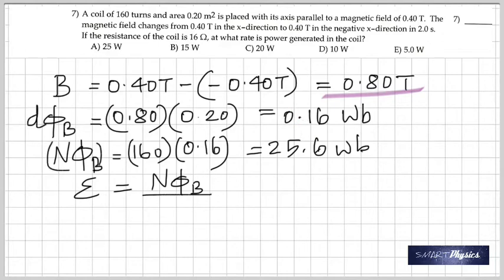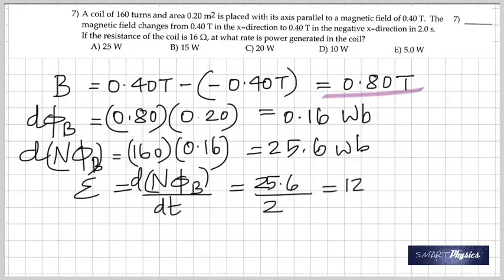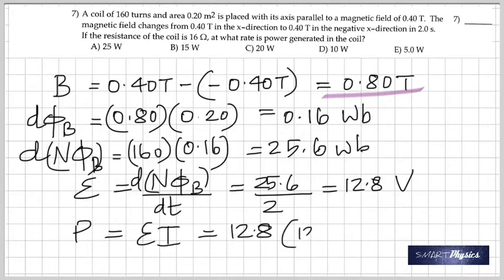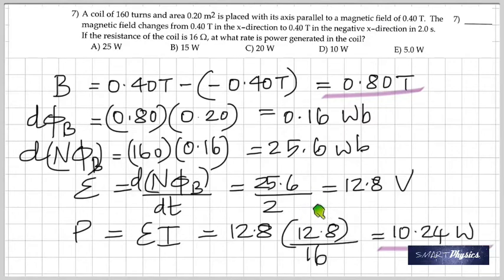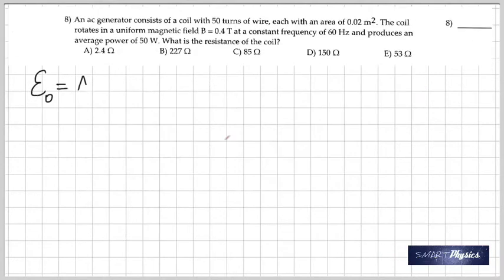Now use Faraday's law, EMF is d N phi B by dt. And you get 12.8 volt as the EMF. But the power is the product of voltage and current. And current here is just EMF divided by resistance. So that's I, EMF by resistance. And then you get 10.24 watts.